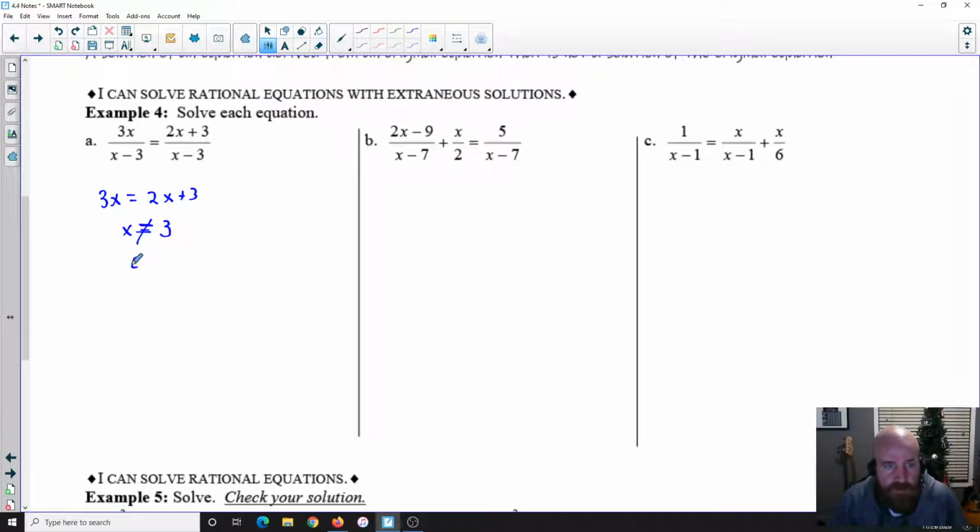Okay, and you can even write "extraneous solution" if you want, but that's why it doesn't work.